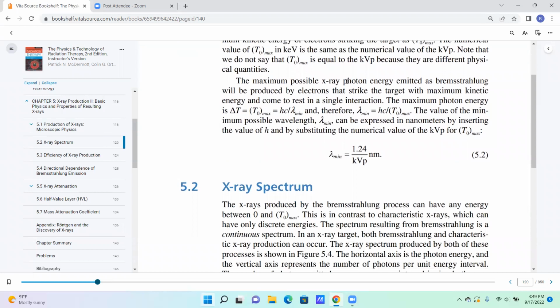So the maximum possible X-ray photon energy emitted as bremsstrahlung will be produced by electrons that strike the target with maximum kinetic energy and come to rest in a single interaction. So in other words, the highest energy photon that you're going to see is if that electron is pulled by the nucleus and then just stops. So that would mean that the T naught max is equal to hc divided by lambda min.